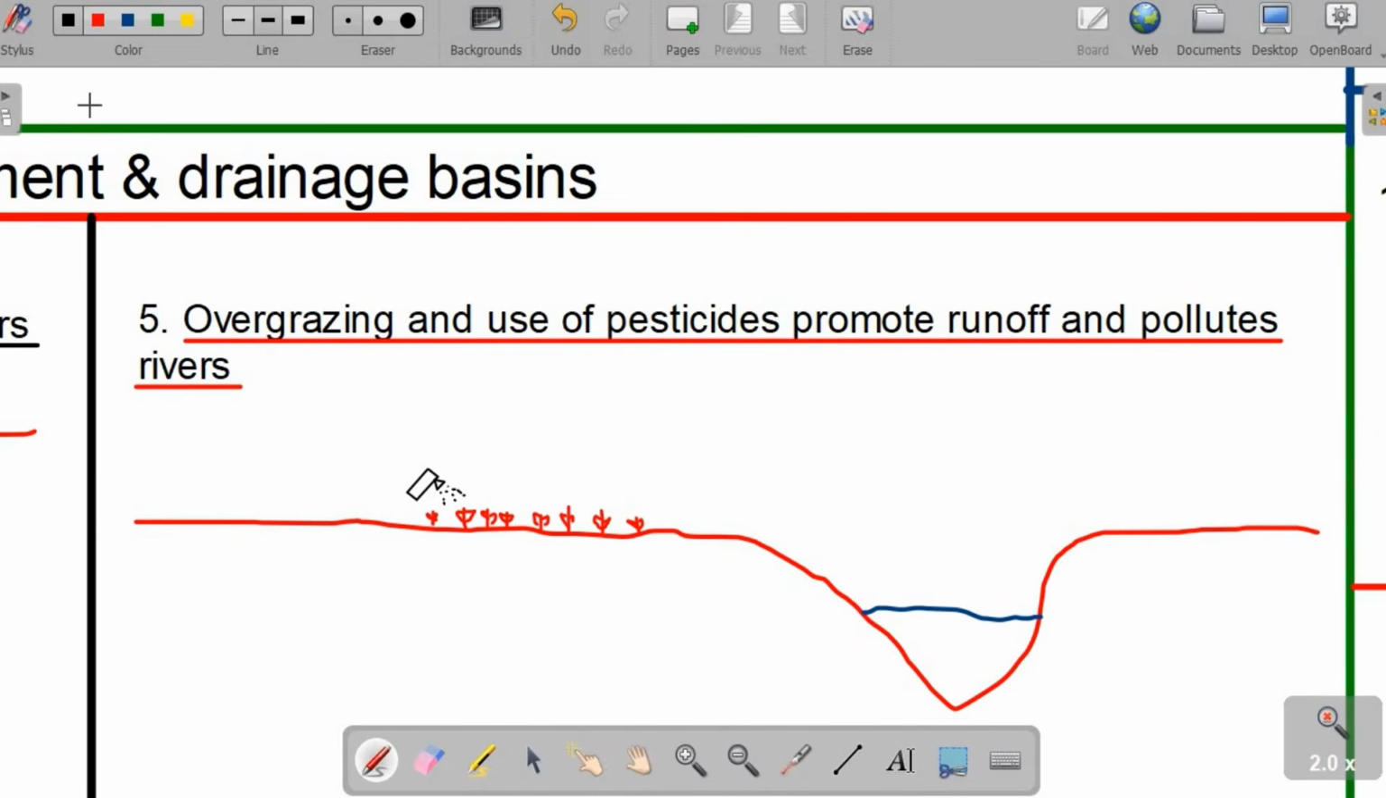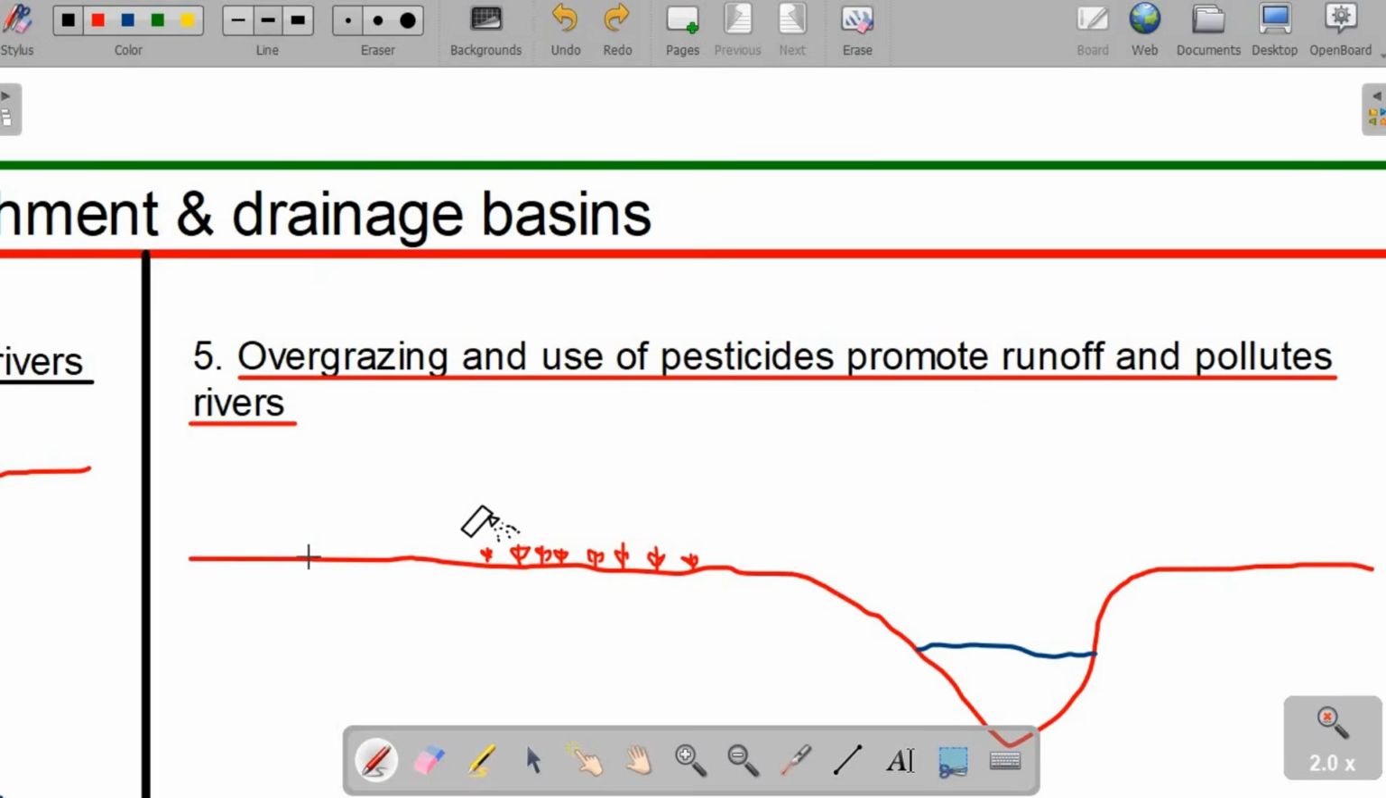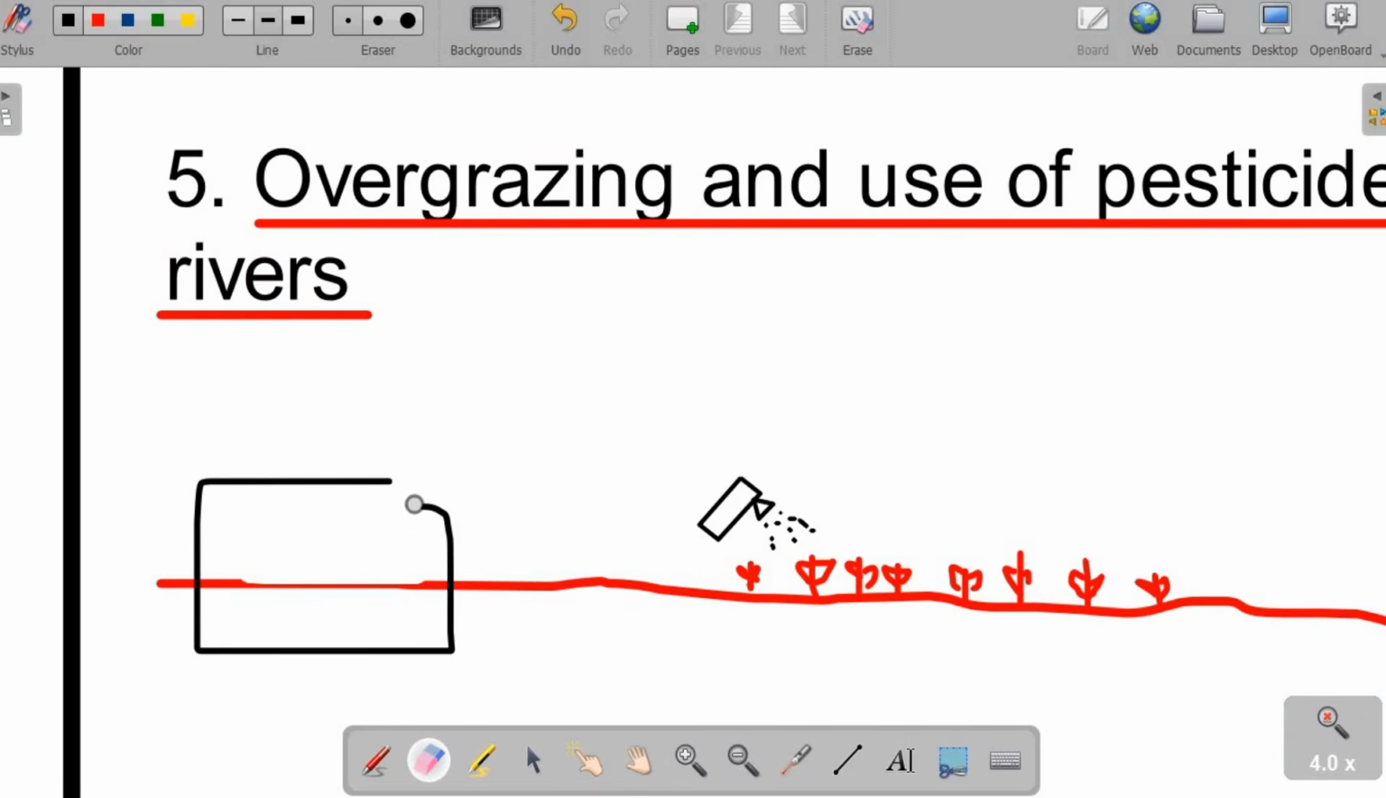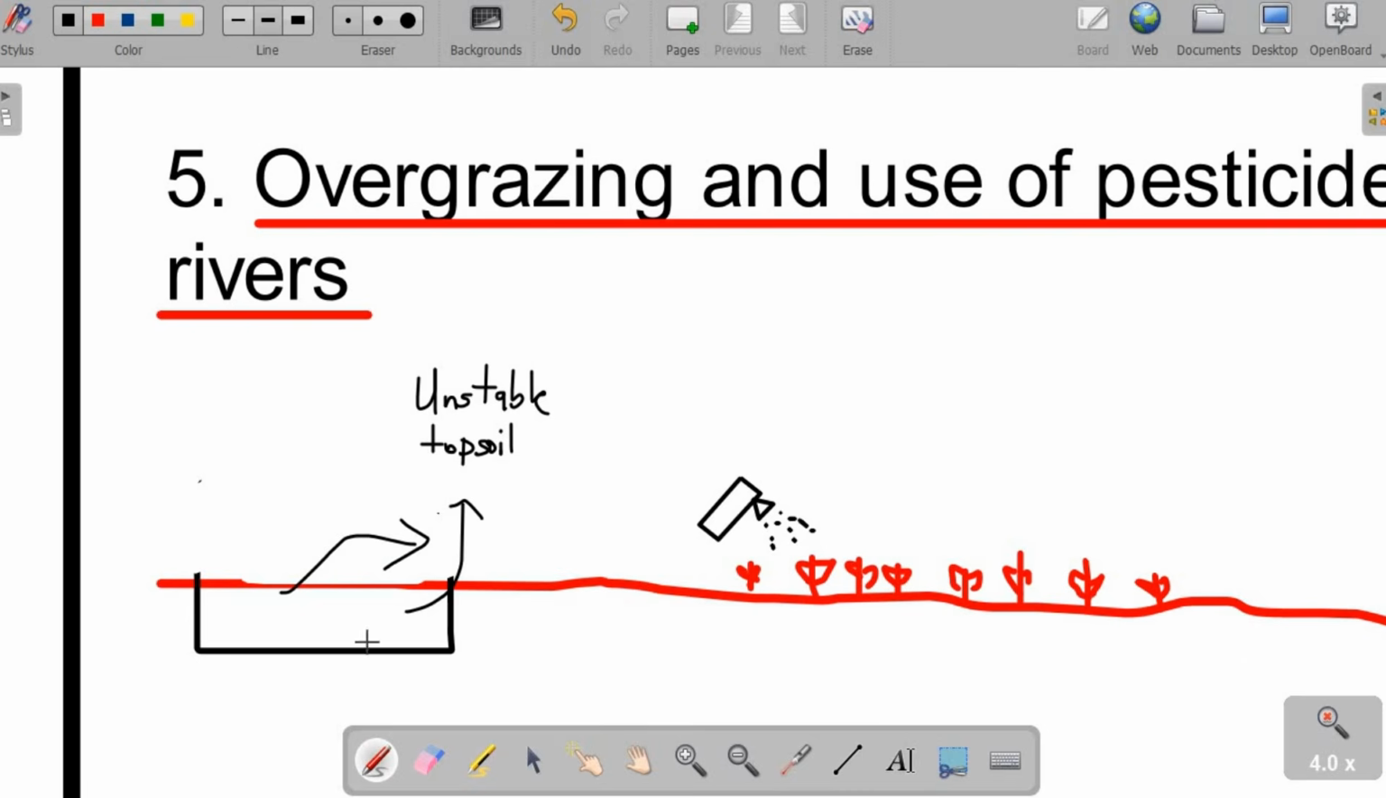Right, so the fifth point, overgrazing and the use of pesticides, they promote runoff and they pollute rivers, right? So overgrazing, if you are not giving a chance for the plants to grow back, your animals keep on grazing in one area and you do not give any chance for this particular grass or plants to grow again, this means that these plants will be removed there. If they are removed, then this means that the topsoil will not be stable. And if the topsoil is unstable, that means that it can be easily eroded. Simple like that. Remember, vegetation holds the soil together.